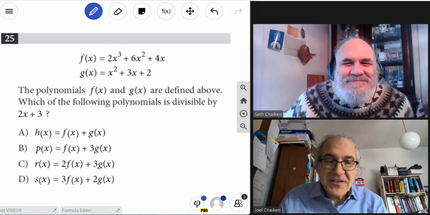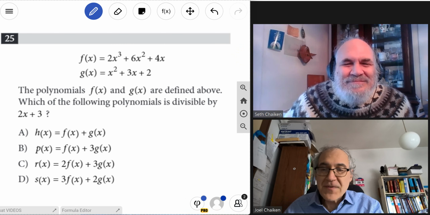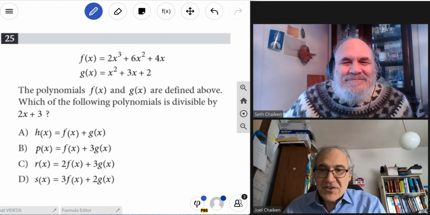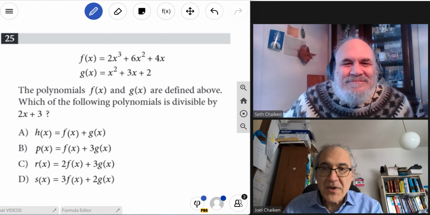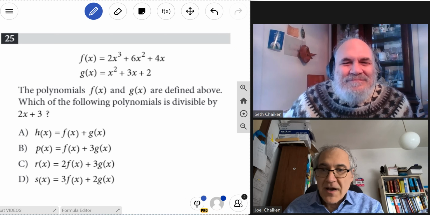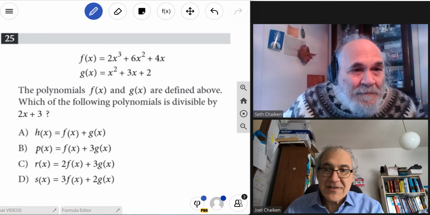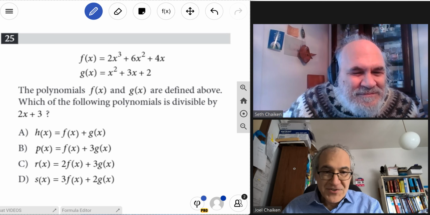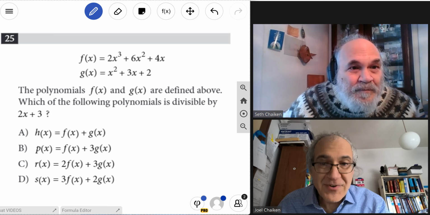I'm really not looking at the problem ahead of time. This is from a calculator section, although I don't think the calculator is going to help you. And here we go. Given two polynomials, f and g are defined. Which of the following polynomials are divisible by 2x plus 3? So what's my first impression on this? What's Seth's first impression on this?